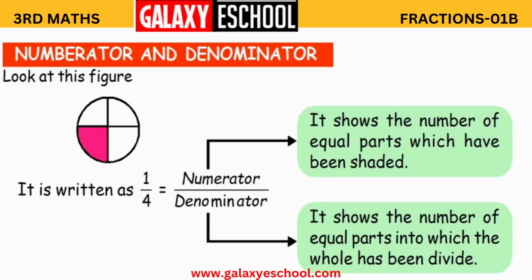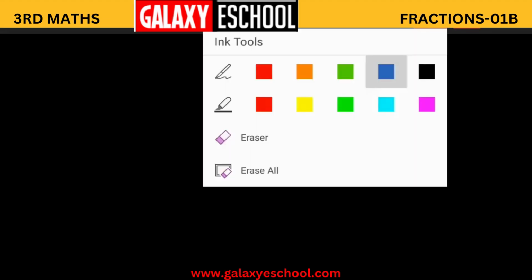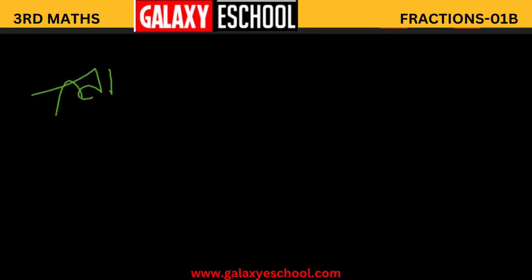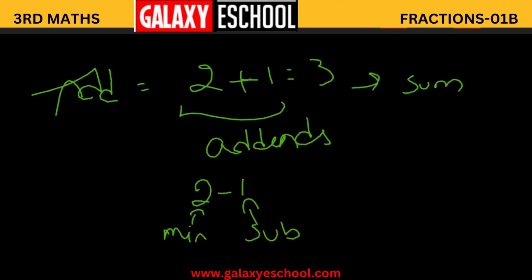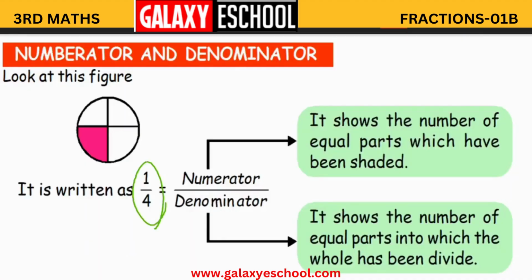Now what are these called? If you remember in addition, subtraction and multiplication, when we are adding two numbers together, these two are called our addends and the answer is called our sum. Yes, and when we are subtracting, the bigger one is called the minuend, the smaller number is called the subtrahend and the answer is called our difference. Yes, in the same way, when we are writing the fraction, this 1 by 4 is what? 1 by 4 is our fraction.